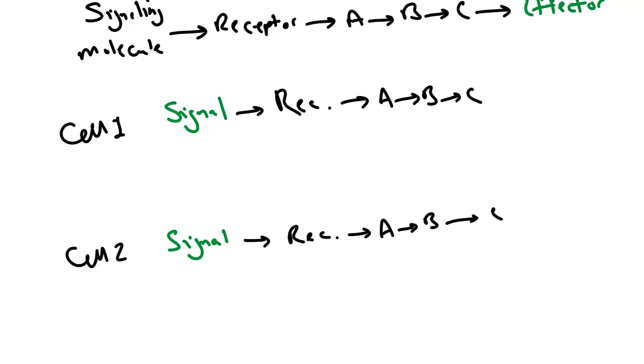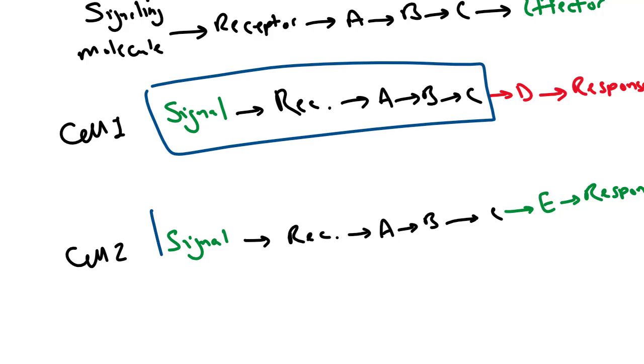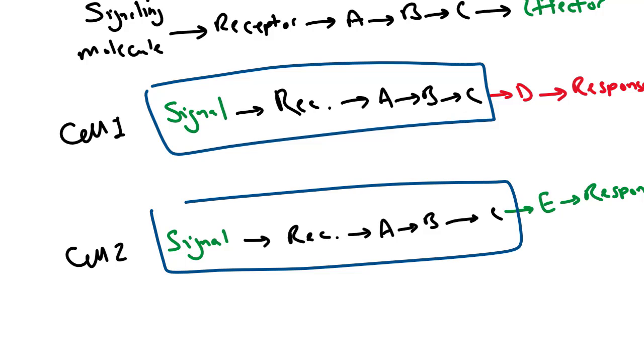For example, cell 1 will activate D, which leads to a response, where, in this case, this will activate E, which will lead to a different response. The responses could be completely different from each other. Okay? So this whole part here is basically conserved between the two cells. But everything downstream from this part is going to be different, including the response.